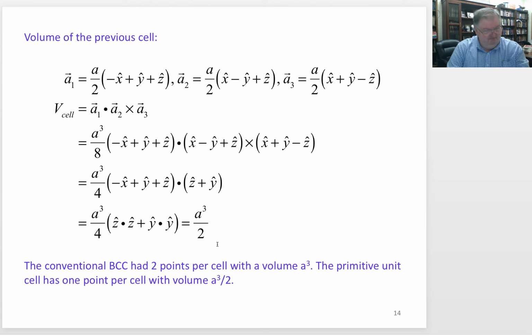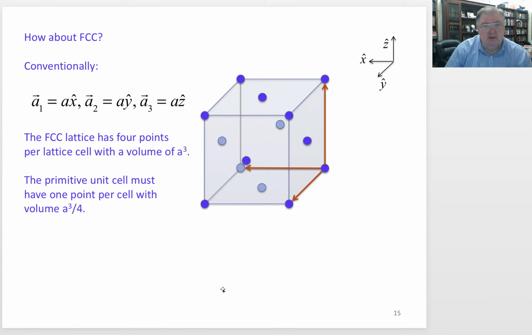Now think about that for a minute. The simple cubic cell, which is a primitive unit cell, in other words, one lattice point per unit cell, has a volume a cubed. The body-centered cubic, we have to be careful, by itself is not a primitive unit cell because it has 2 lattice points per unit cell. But when I choose a primitive unit cell, the volume is a cubed over 2. Okay? So again, the conventional body-centered cubic had 2 points per unit cell with volume a cubed, but the corresponding primitive cell has 1 point per cell with volume a cubed over 2.